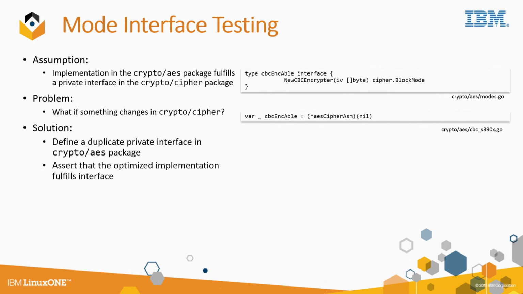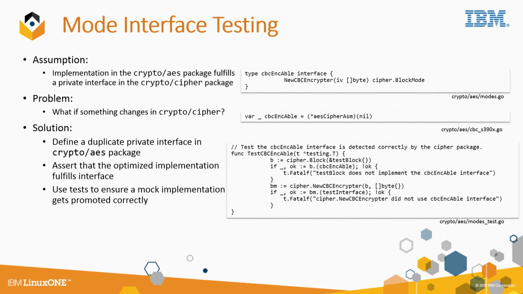Okay, and then we just mock everything up. We create a mock block cipher, pass it into the CBC encryptor function, and we get back our promoted, hopefully, mock implementation. And so hopefully, no one will be able to break this without realizing.